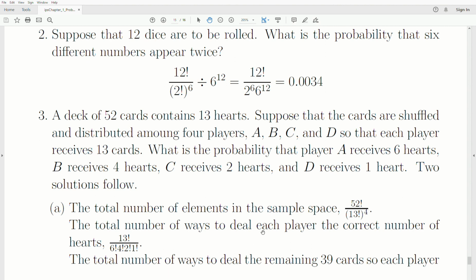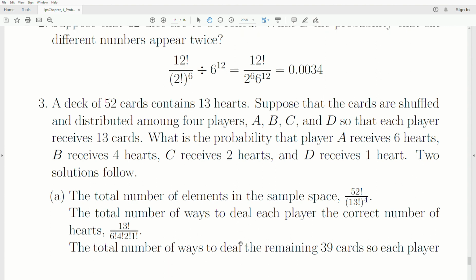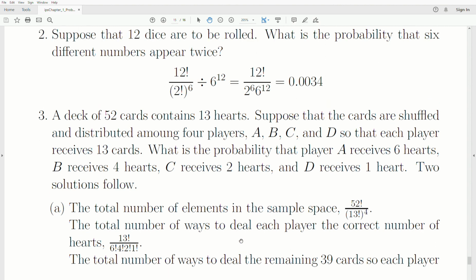So next, we're going to think about how many ways we can deal the hearts in the correct way, and then how many ways we can deal the non-hearts in correct ways, and then multiply. We're going to use the multiplication rule. So the number of ways to deal each player the correct number of hearts is 13 factorial divided by 6 factorial, 4 factorial, 2 factorial, 1 factorial.